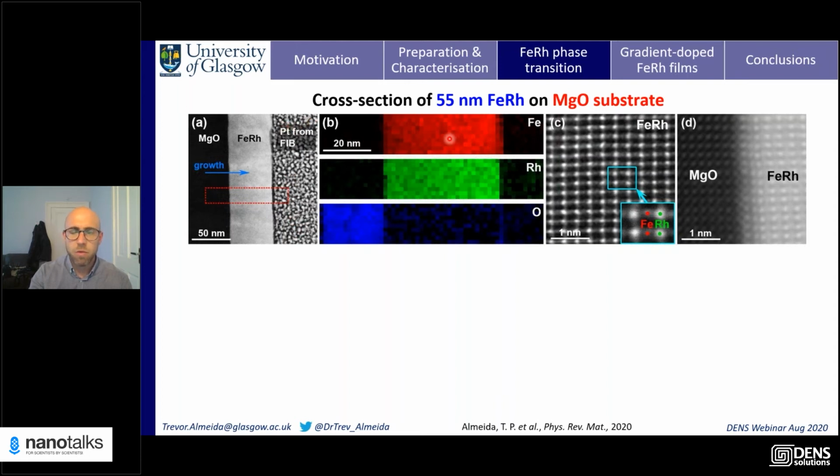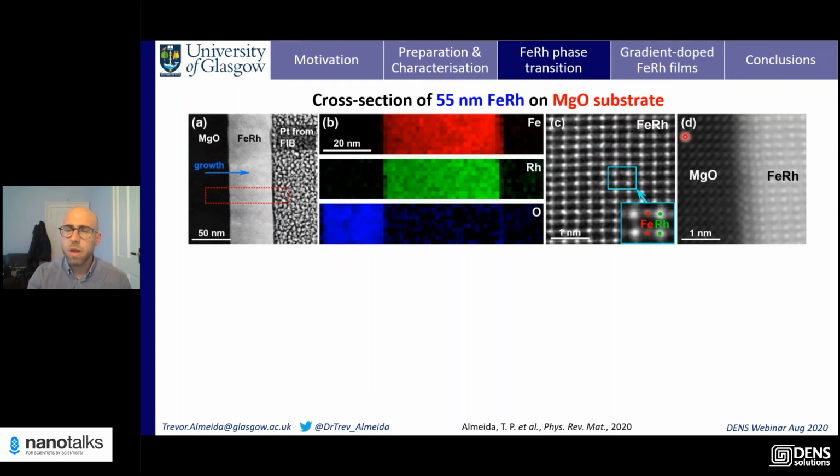We can perform chemical analysis. Here, this is just some EELS spectrum images showing the iron, rhodium, and oxygen from the MgO substrate. We perform high resolution imaging. And here we can actually see the crystal structure quite nicely, where using the Z contrast, we can see the much heavier rhodium atoms are quite bright, interdispersed with the lighter iron atoms with a lower contrast.